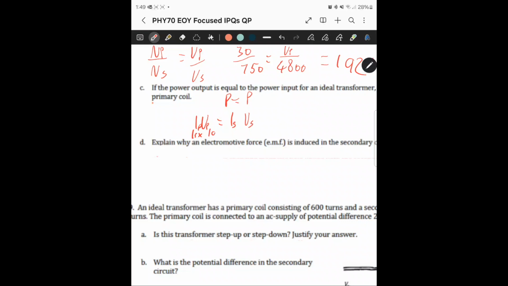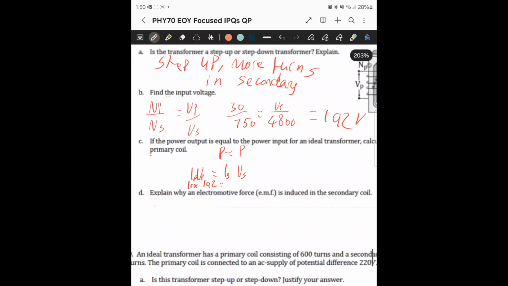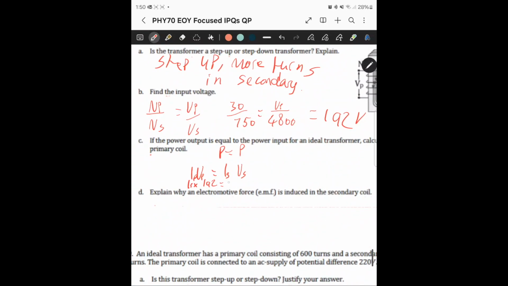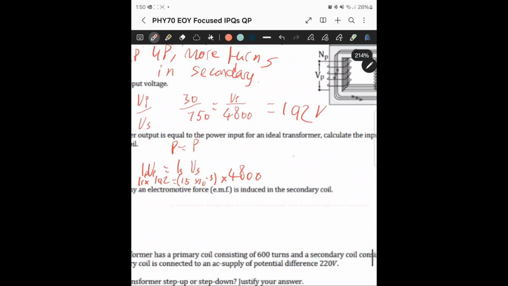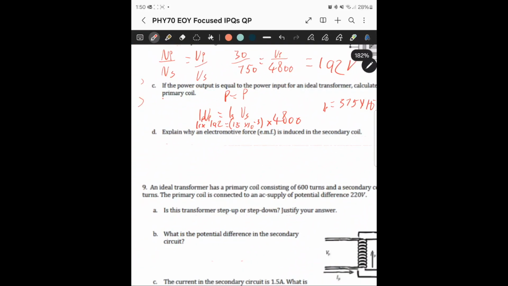now know is 192, equals the secondary current, which was, what was it again? 15 milliamps. So 15 milliamps means 15 times 10 to the minus 3, I like to write it every time like this, multiplied by Vs, the secondary, which was 4800. Okay, shift solve, you can go ahead and find your IP. It should be about 375 milliamps. So 375 times 10 to the minus 3 amps. Or you can keep it in milliamps, that's fine.